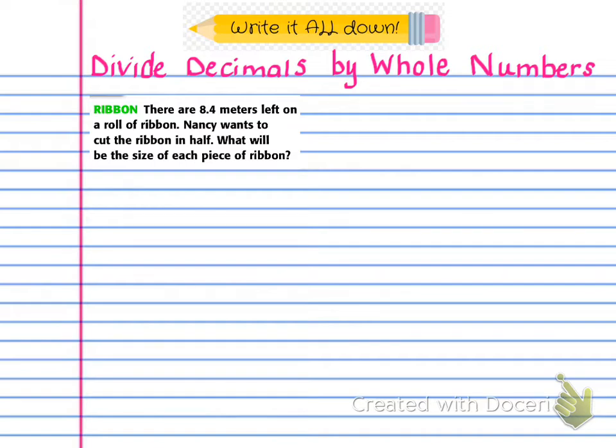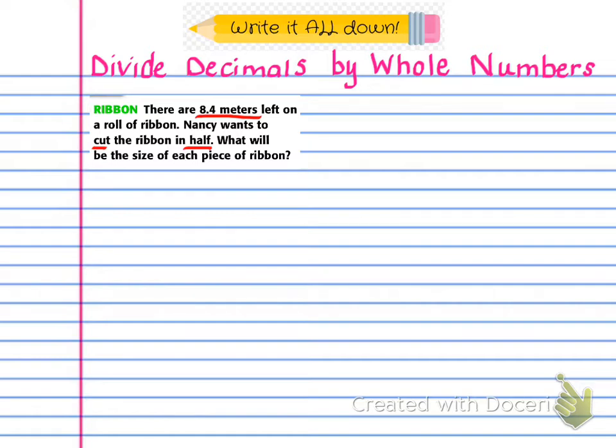Whenever you're working with word problems, you want to make sure that you annotate the problem. Remember, we've talked about that in class quite frequently. To annotate the problem means that you're underlining, boxing, circling, whatever you need to do to pull out the important information. As you can see, I've underlined 8.4 meters because that's what we started with. I've also underlined the word cut because that tells me the operation we're going to need to use, and half tells me the other number that we're going to be dividing by.